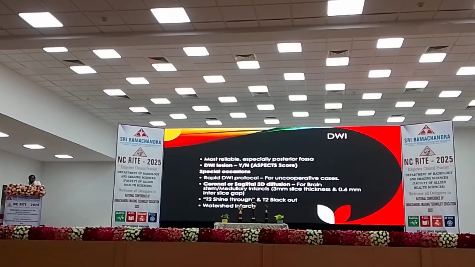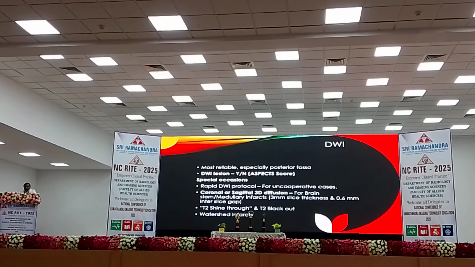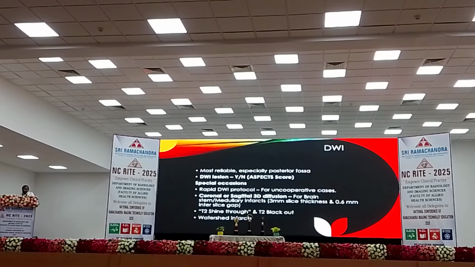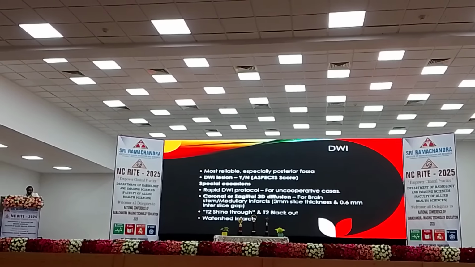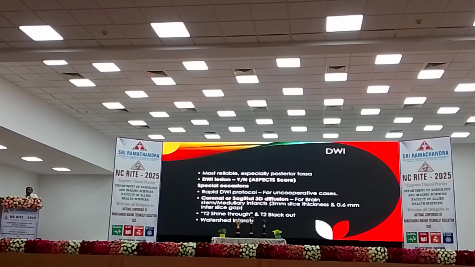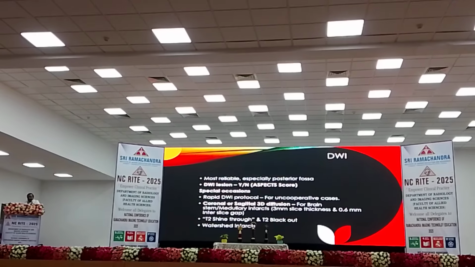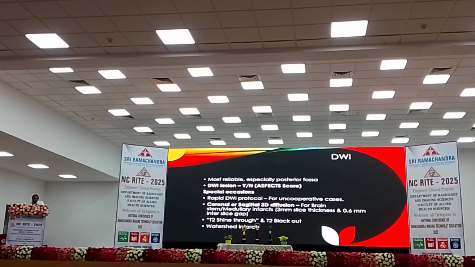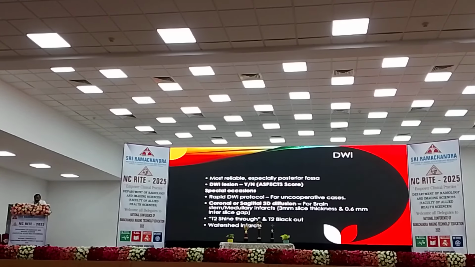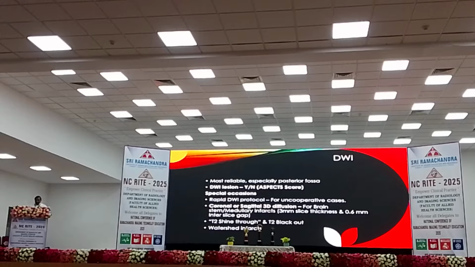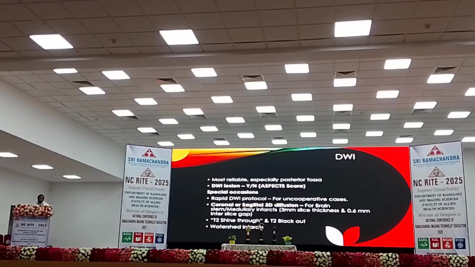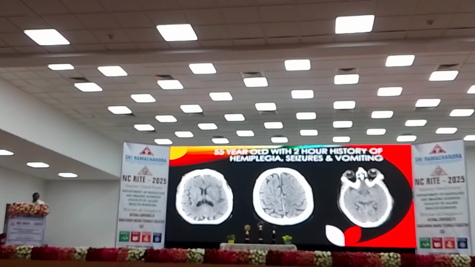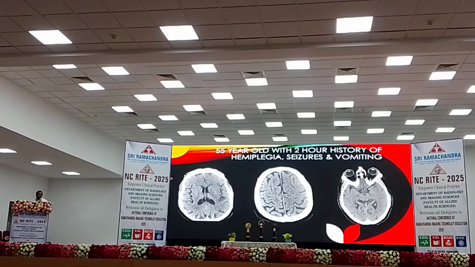Most reliable, especially for the posterior fossa, we have to do DWI. Everybody knows if it is positive, we have to see the score. And in special occasions, rapid diffusion weighted image protocols for uncooperative patients. Sometimes it is very easy, as you all know, that MRI can be taken in sagittal, coronal, axial planes. If we are looking at diffusion, especially in the brainstem and medullary lesions, we can take coronal or sagittal planes. Minimum 3 mm slices with 0.6 overlap, inter-slice gap we can take, and some watershed infarcts can also be diagnosed here. What we have to see here is that this is normal, but we have to compare with the opposite side.